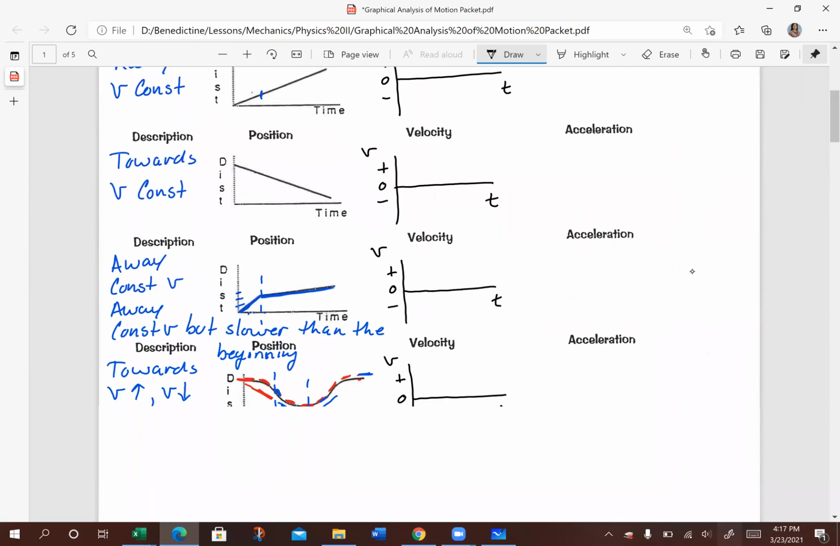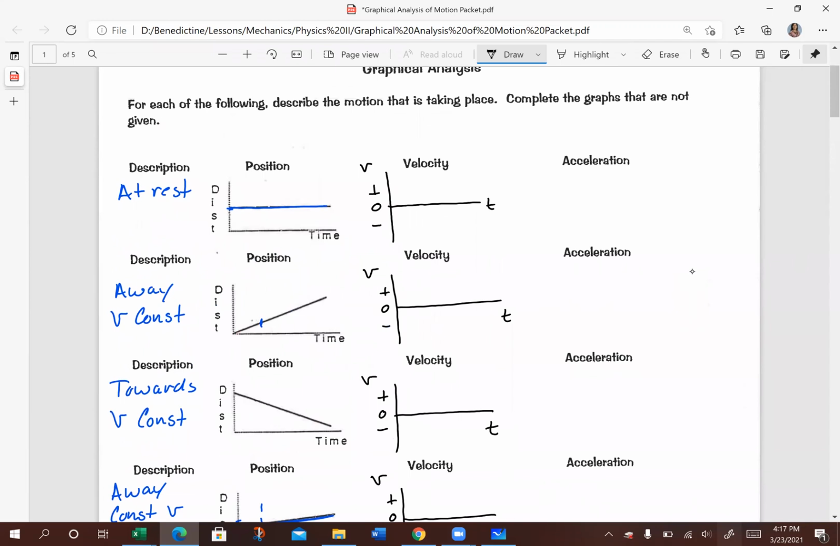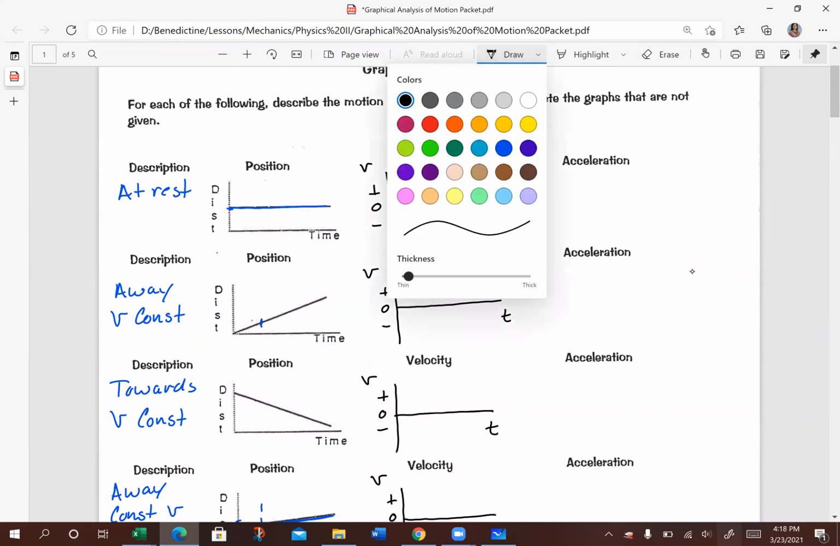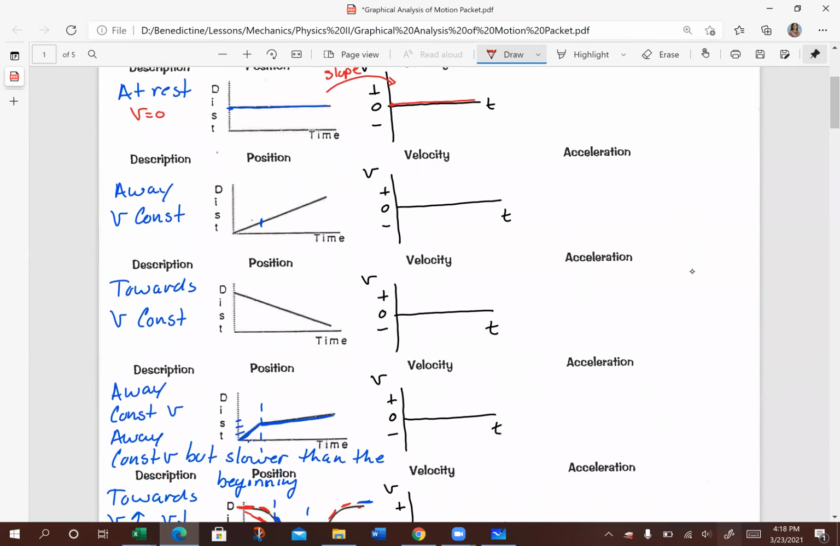All right, so I did that on all mine. So if you didn't do that, pause your video and go ahead and fill those in. And now we're going to say, okay, if I'm at rest, how much is my velocity? My velocity would be 0. So that whole time I have a 0 velocity. The slope of that represents your velocity. This has a 0 slope, so I have a 0 velocity.